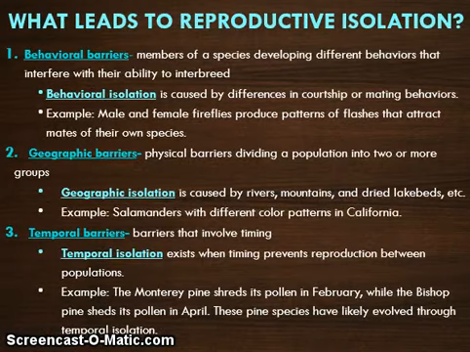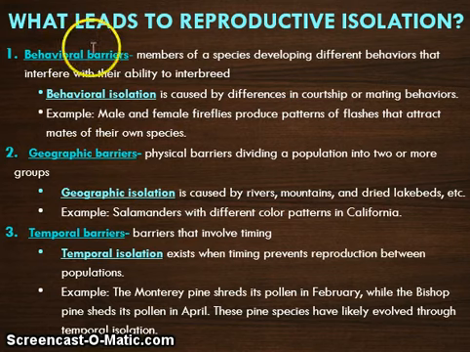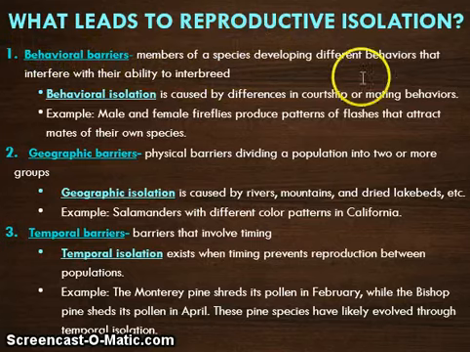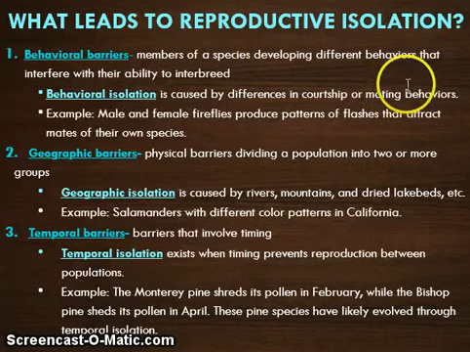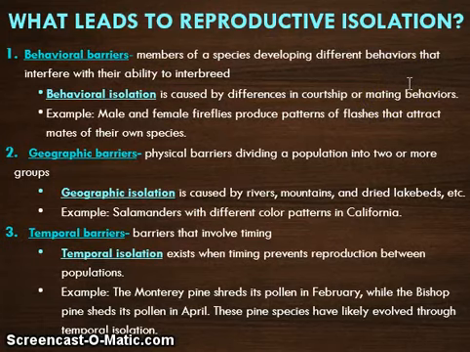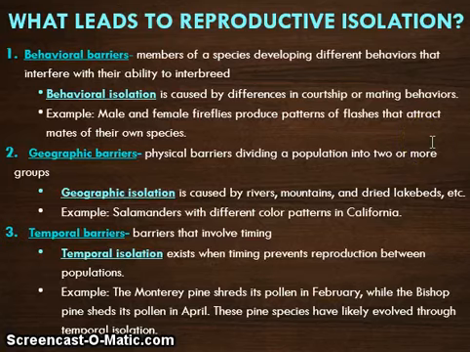There's 3 basic barriers. The first is behavioral barriers, and just as it sounds, it's something to do with behaviors that prevents them from reproducing. So this is when members will develop different behaviors, and that's going to keep them from interbreeding. So this might be differences in how they court or try to attract their mates, so different mating rituals, that kind of thing, mating dances, mating songs.